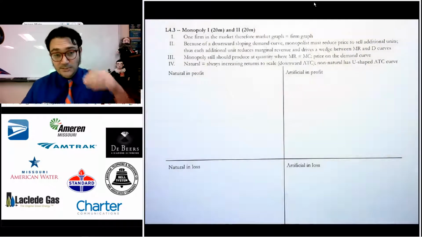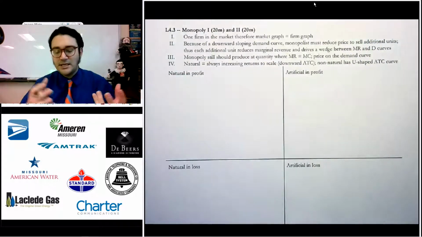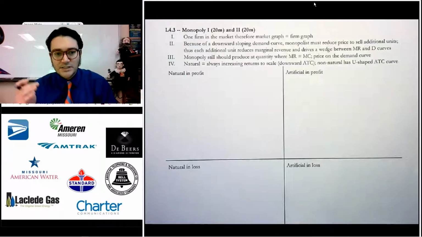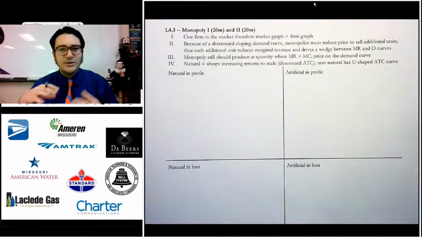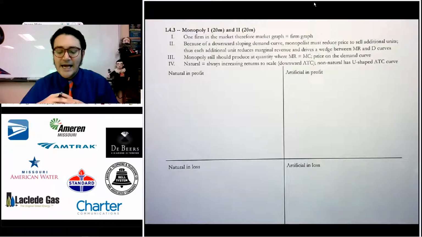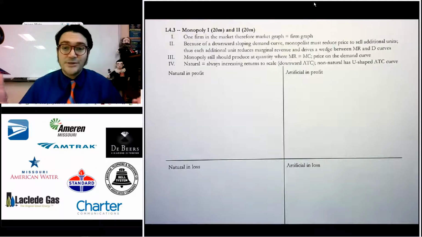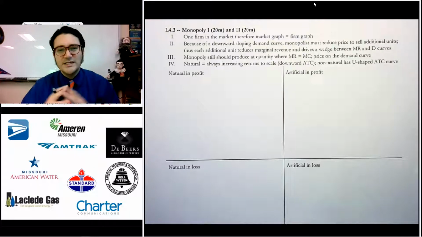So I've given you some examples right below me of images of monopolies that are past and present, right? De Beers, the diamond company, used to be a monopoly. They're not so much anymore. Typically local utilities like Ameren or Missouri American Water or Spire Gas are often monopolies as well, or the Postal Service or Standard Oil and things like that.